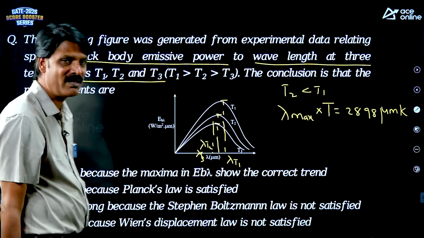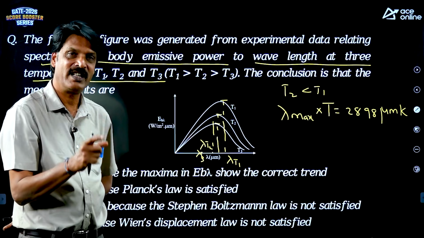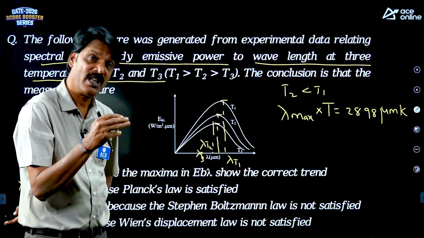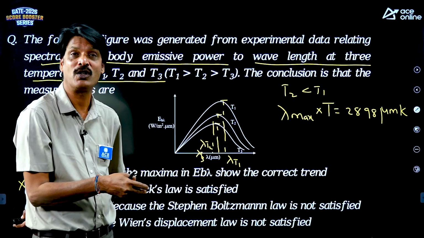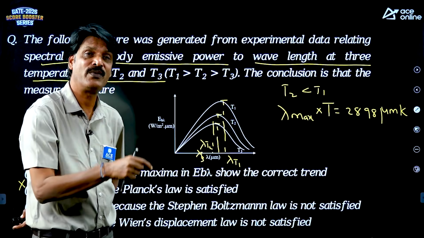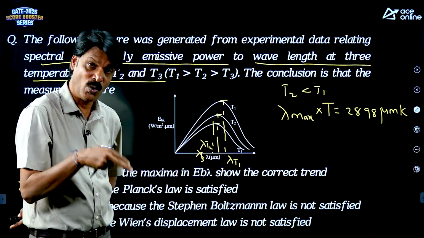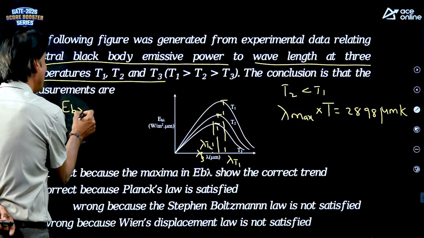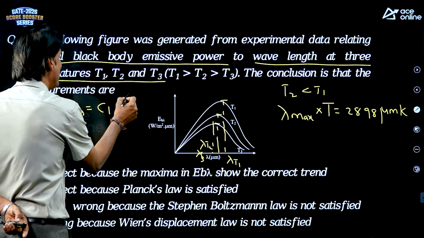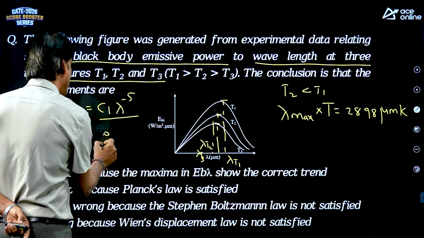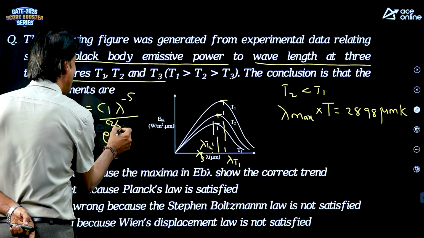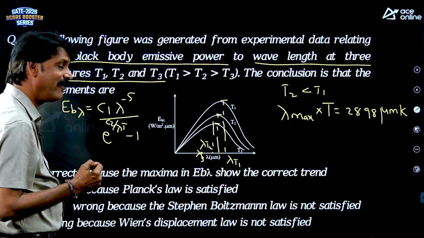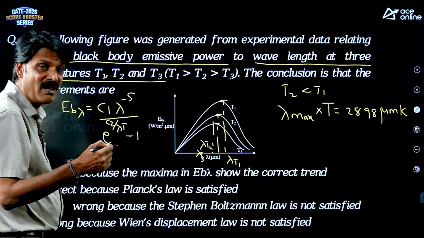What does Planck's law say? Planck's law says that energy is not radiated continuously but discontinuously, in energy packets called quanta or photons. Energy associated with the emitted photon or quanta is directly proportional to the frequency of emitted radiation. And if you are going with Planck's distribution law, E b lambda is equal to C1 lambda to the power of minus 5 by e to the power C2 by lambda T minus 1. It tells the trend that with decreasing temperature, wavelength should increase.